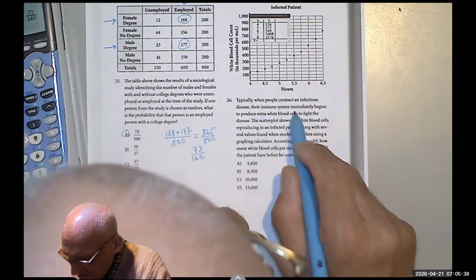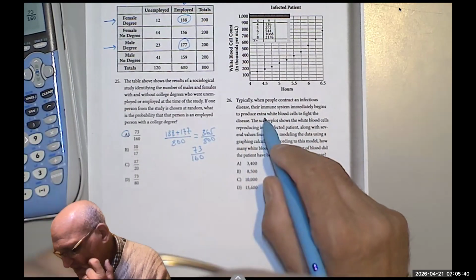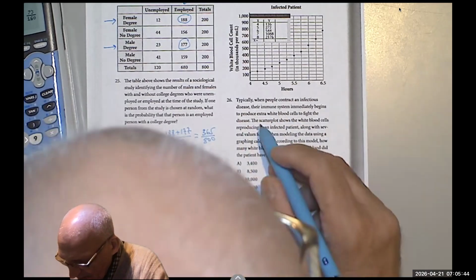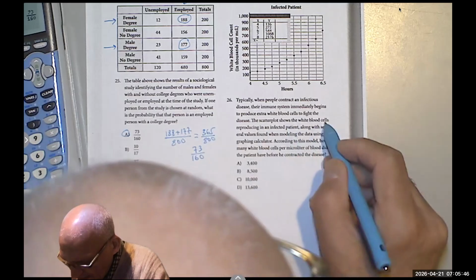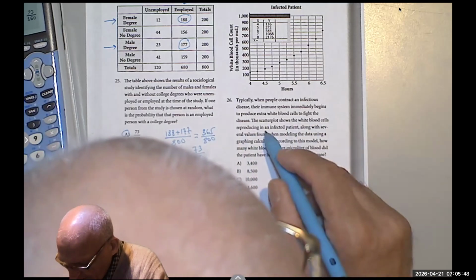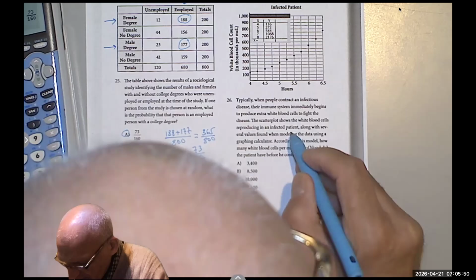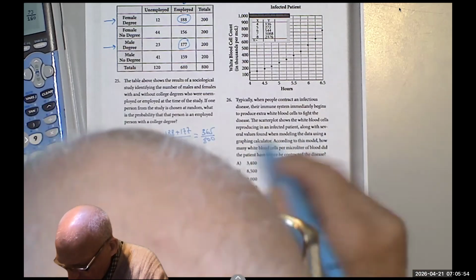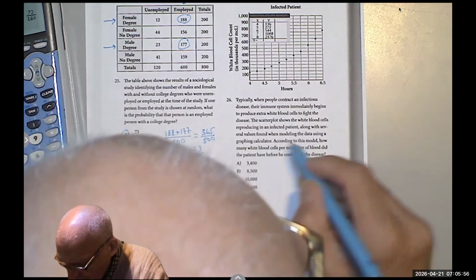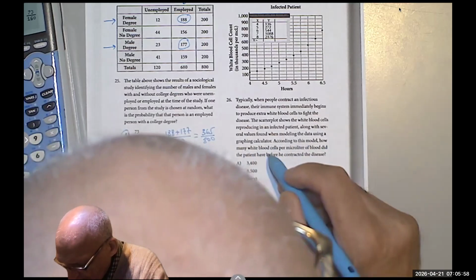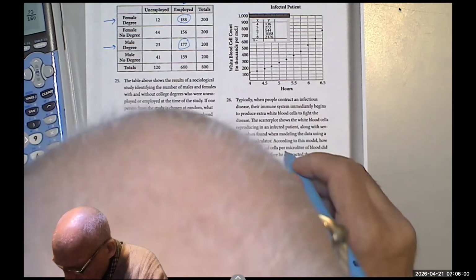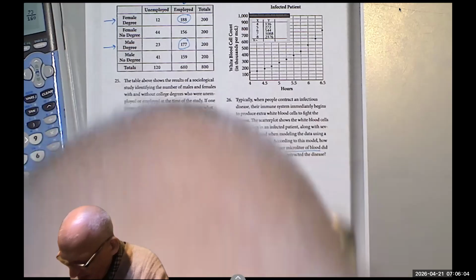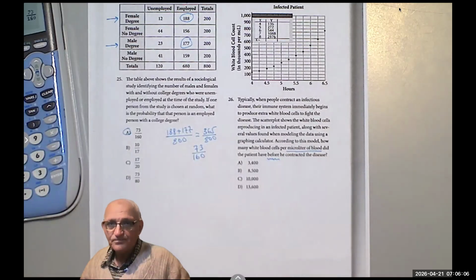Their immune system immediately begins to produce extra white blood cells to fight the disease. We all know that. The scatter plot shows the white blood cells reproducing in an infected patient, along with several values found when modeling the data using a graphing calculator. According to this model, how many white blood cells per microliter of blood did the patient have before he contracted the disease?